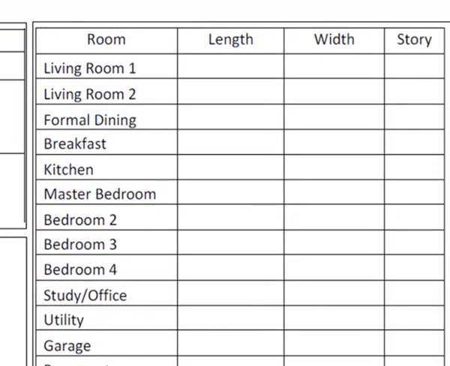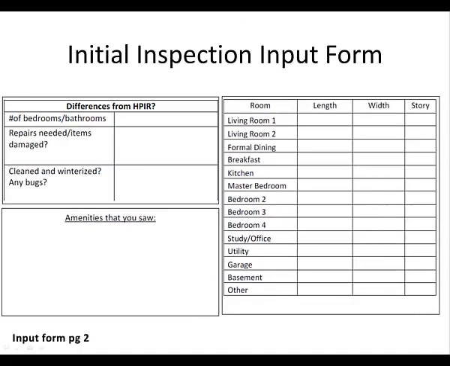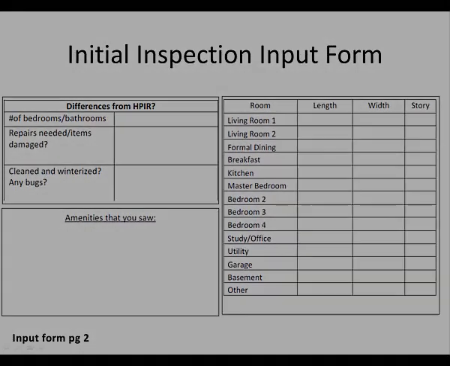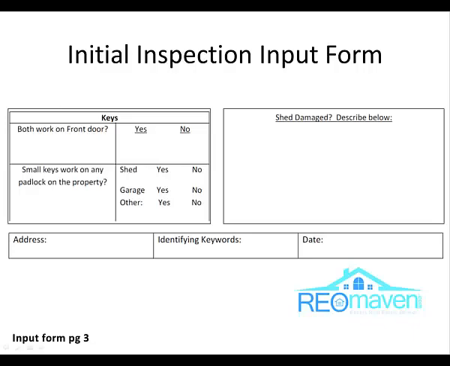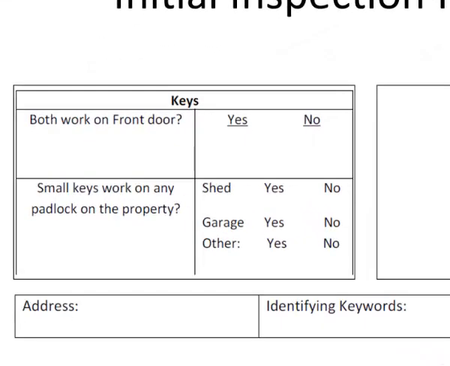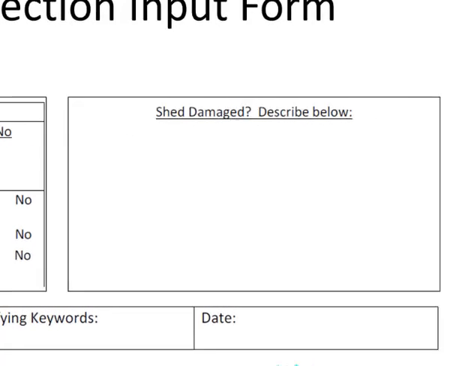The top right, you'll see the area for dimensions of all of the rooms, and you just go through with your electronic measuring tool, measure each individual room, just write down the length and width to the nearest foot and which floor it's on, whether it's the first story or second story. We need to know how the keys worked. If they both worked on the front door, or if they did not, we just need to get all of your notes about that. If it has a shed, if it was damaged, or if there's any additional amenities in the property, we need to know all the details about it right here.